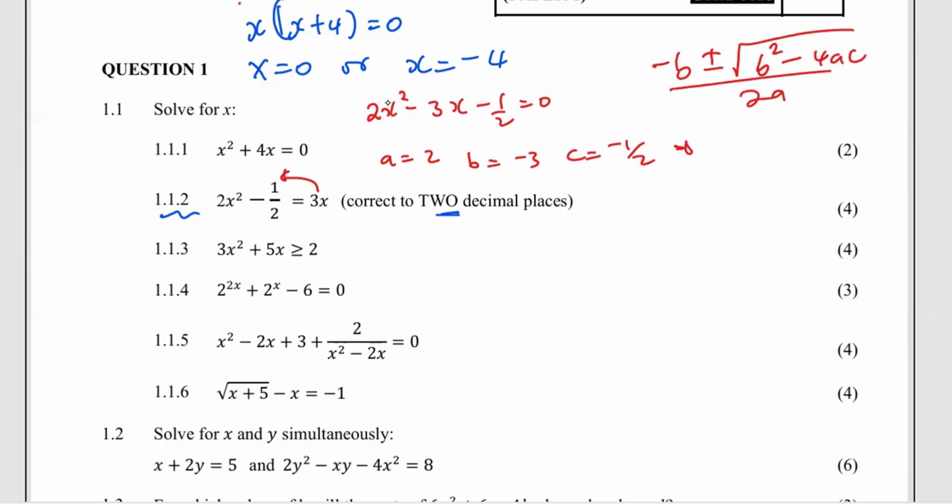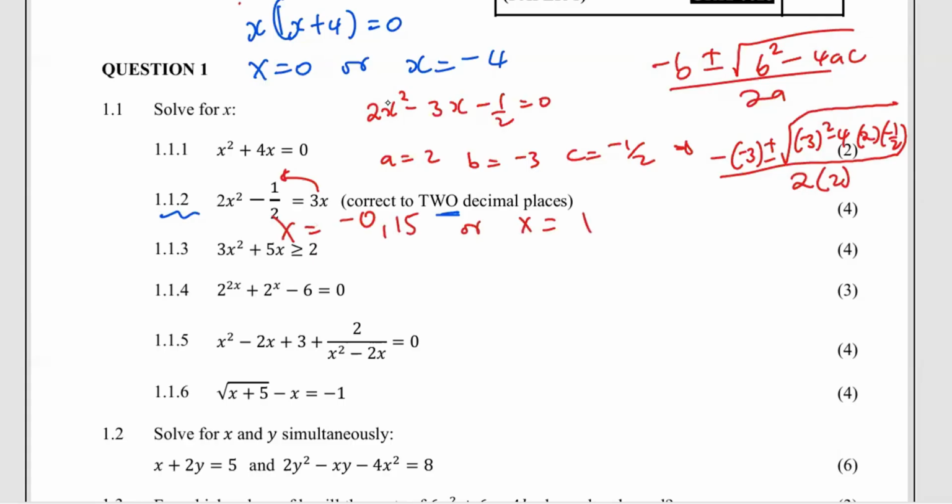So substituting is going to be negative with a negative 3 plus minus square root. That's going to be negative 3 squared minus 4. The a is a 2. The c is negative a half. Everything is over 2 multiplied by 2. All right, so what do we end up with? So the first x value that I'm getting is a negative 0.15, or the other x value will be 1.65. So show us the quadratic formula, show us how you're doing your substitutions. You get all your full marks.